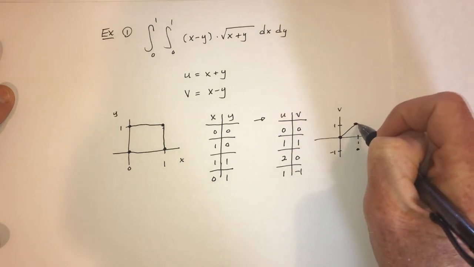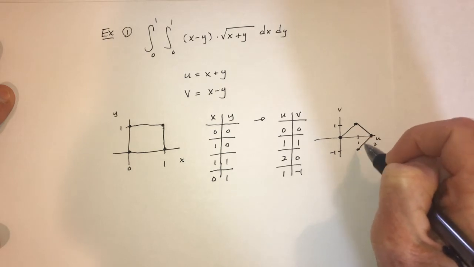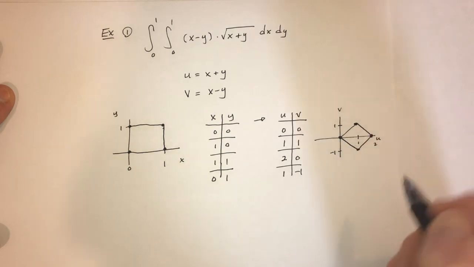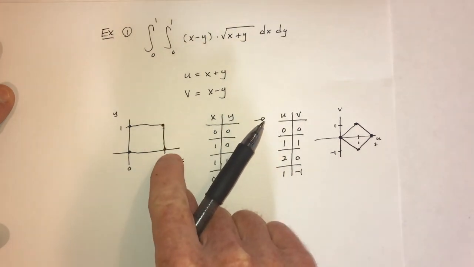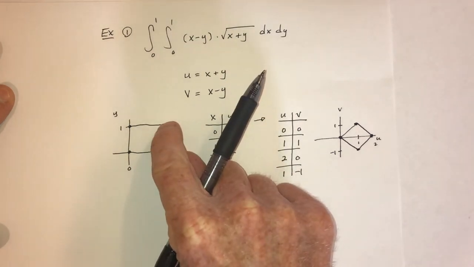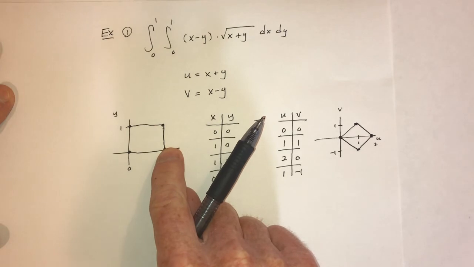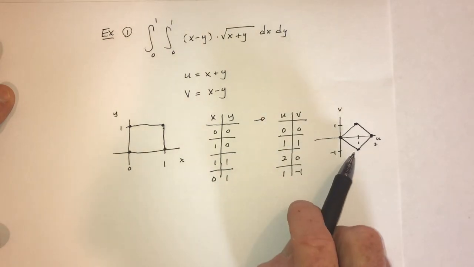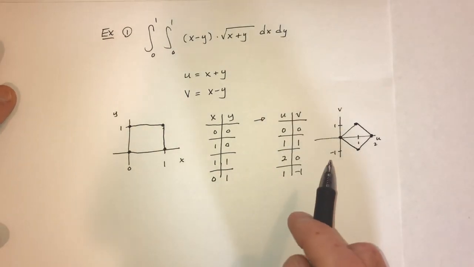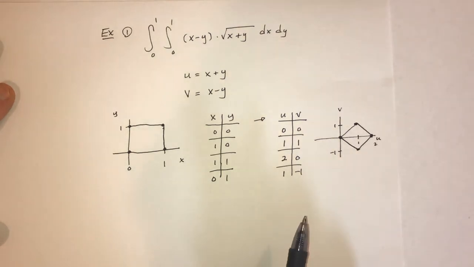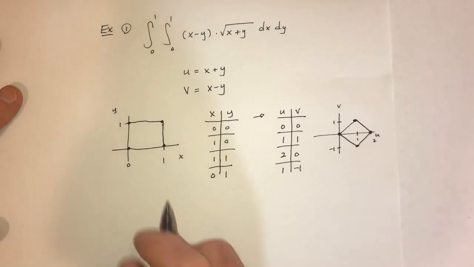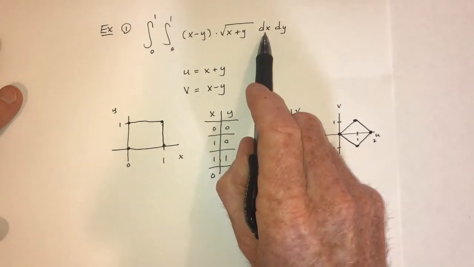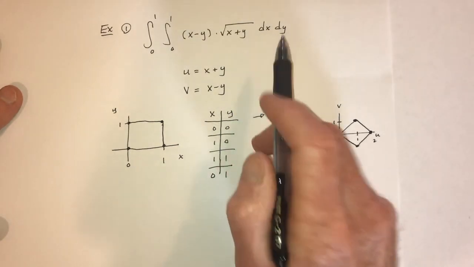So that is still a rectangle, but it got rotated. So basically, if you take this rectangle and then you rotate it so that this point right here ends up right there, that's the shape that we got. That's called a linear transformation. Okay, now the other thing we need to do is we need to find out what dx and dy get replaced with.